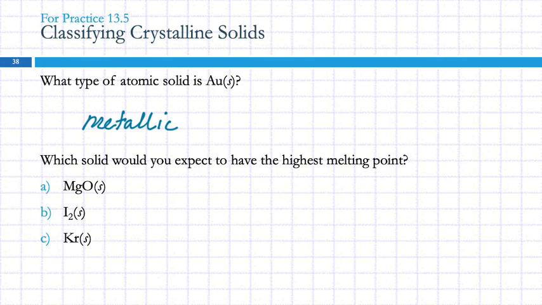So let's think about what kind of things are holding these together. What's holding MgO together? Ionic bonds, right? This is an ionic solid. How about I2? Dispersion forces, yeah, intermolecular forces. So that's a molecular solid. And what kind of a solid would this be? An atomic solid, right? Because this isn't a molecule. I2 is a molecule, but this is an atom.